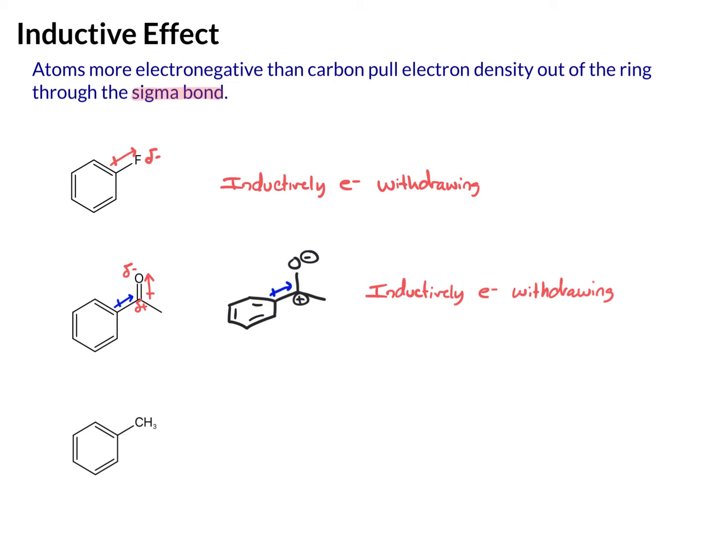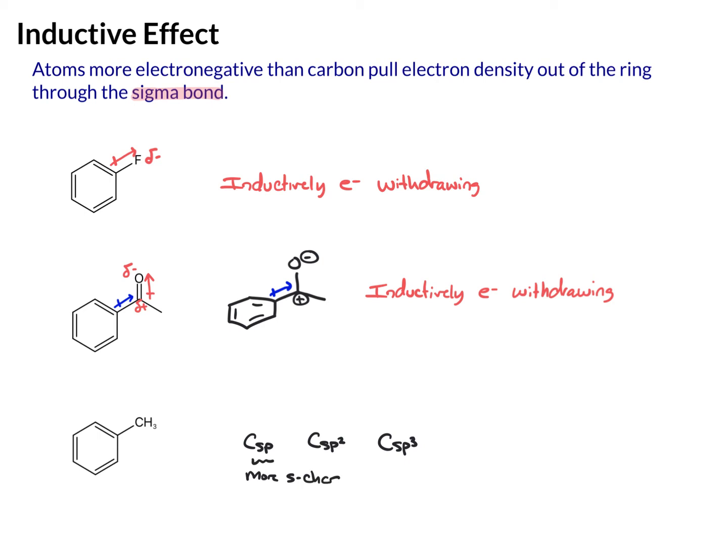Our final example has a methyl group bonded to the ring. So with this, you need to think back a little bit into organic 1, and remember talking about hybridization. And we can have an sp hybridized carbon, sp2, and sp3. Here we have more s character.